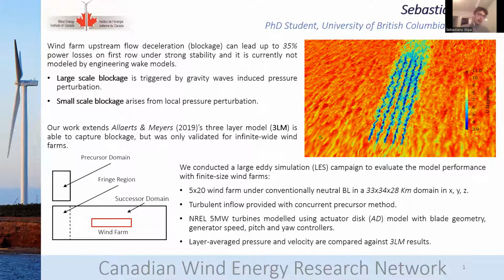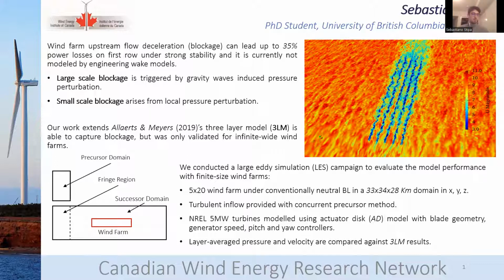On the other side, there is small scale blockage, which arises from local pressure perturbation by the single wind turbines, and this type of blockage does not need the boundary layer to be perturbed in order to appear.